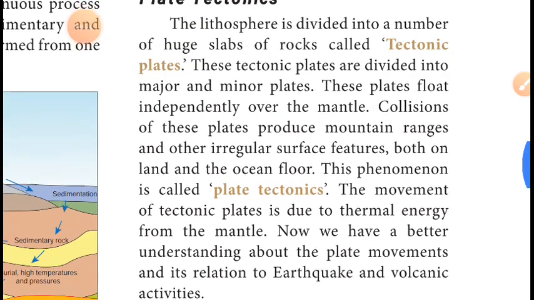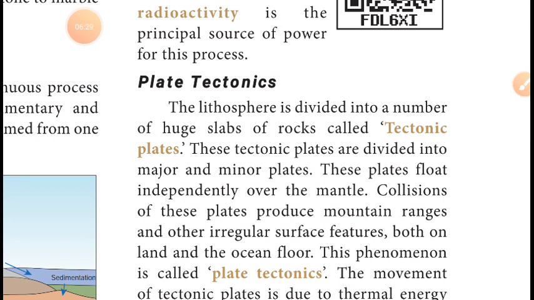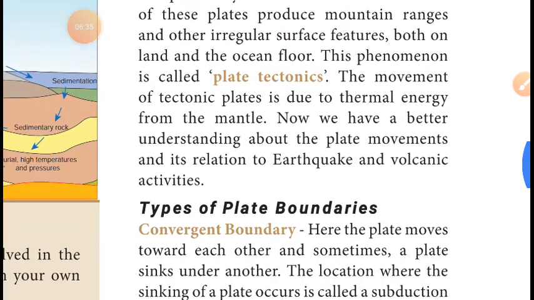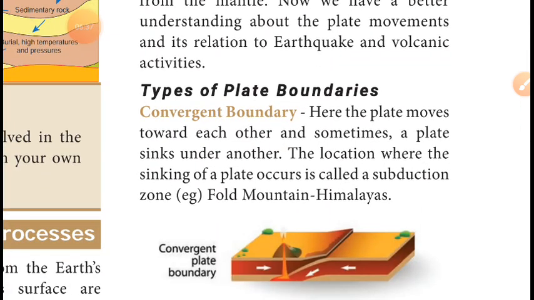Okay, that's all about plate tectonics. What do you mean by plate tectonics? I told you about tectonic plates, then the internal process I explained. The next important topic of the lesson, types of plate boundaries. What are the types of plate boundaries? Plates means you know the 7 continents, the 7 continent boundaries. What are the types of boundaries? First one, convergent boundary. What is that?